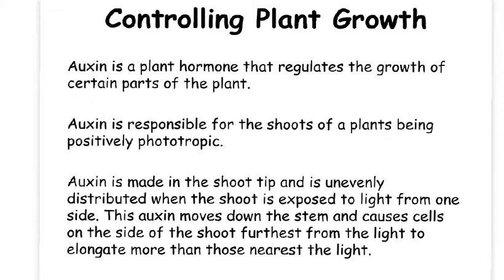Auxin is made in the shoot tip and becomes unevenly distributed when the shoot is exposed to light from one side. The auxin builds up on the side that is furthest from the light. This auxin then moves down the stem and causes the cells on the side of the shoot furthest from the light to elongate more than those nearest the light. This then causes the stem of the plant to bend towards the light.